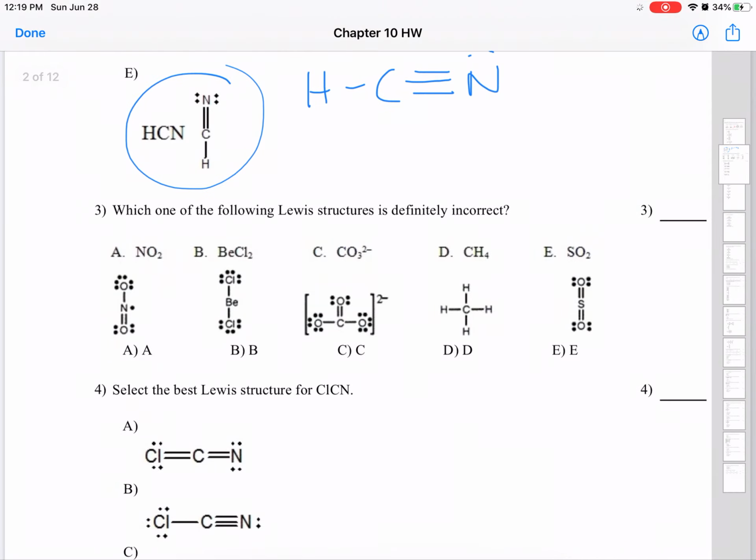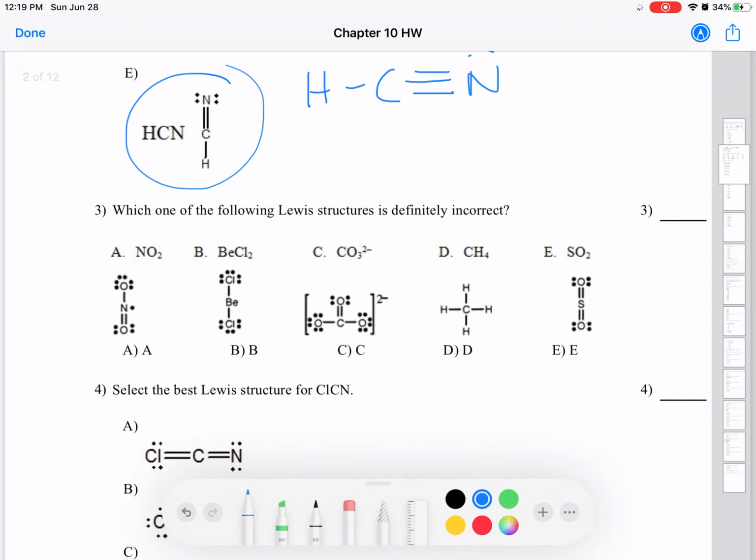Which one of the following is definitely incorrect again? You have to draw all the proper Lewis structures and find out which one is the wrong one. NO2, that's correct. BeCl2 also correct. Carbonate also, the way it is drawn, it's correct. CH4 is also correct. Now if you draw sulfur dioxide, SO2, you will figure out that the molecule is like this, it needs to have another lone pair on the sulfur. So SO2 is the incorrect structure. It's missing a lone pair.